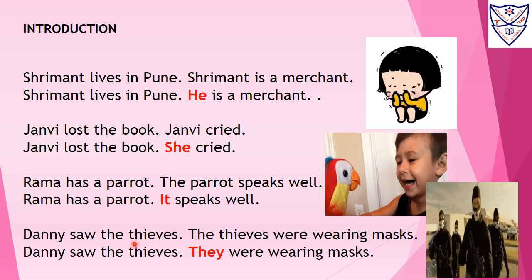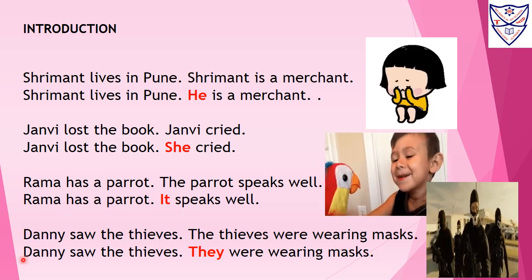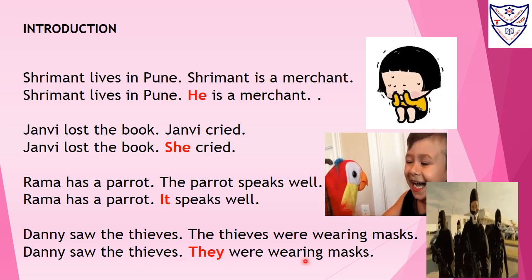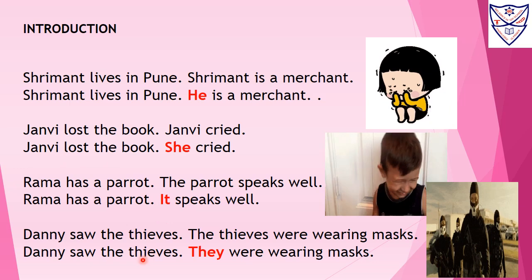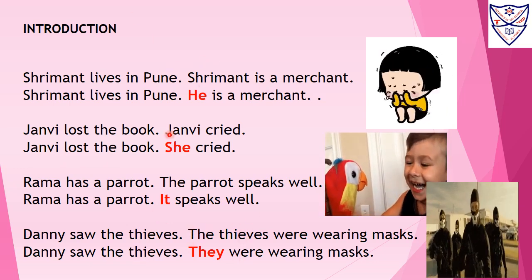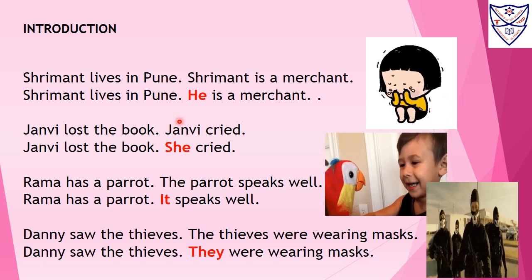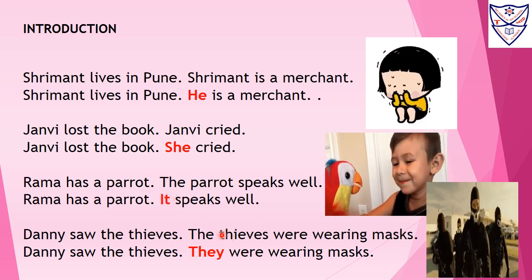Danny saw the thieves. The thieves were wearing masks. Danny saw the thieves. They were wearing masks. So they we have used in place of thieves. He we have used in place of Srimant. She we have used in place of Janvi. It we have used in place of parrot. They we have used in place of thieves.